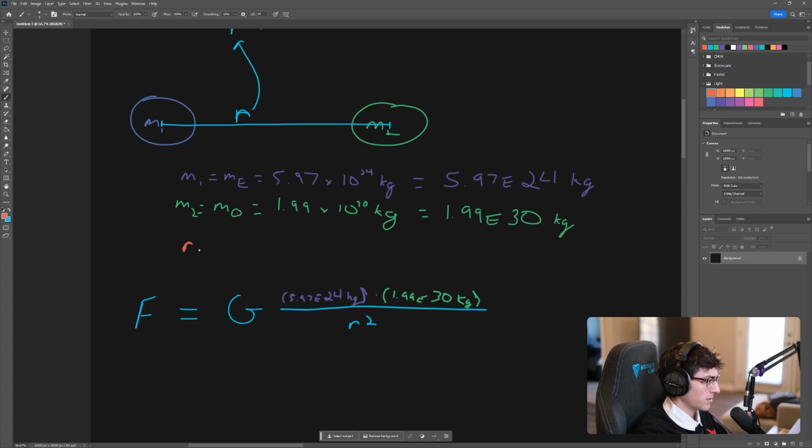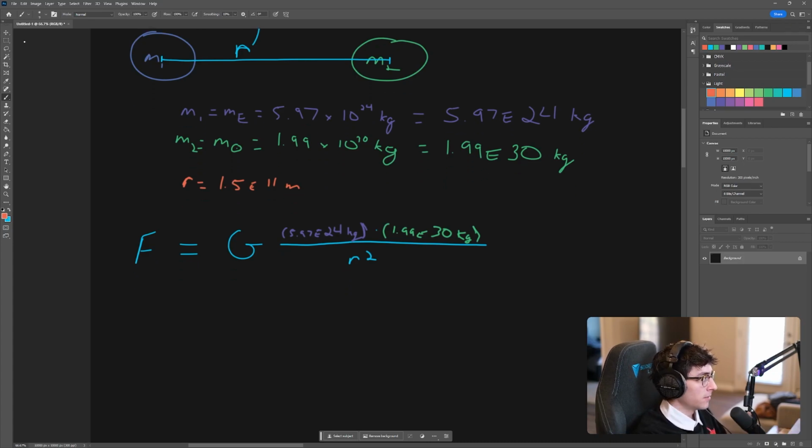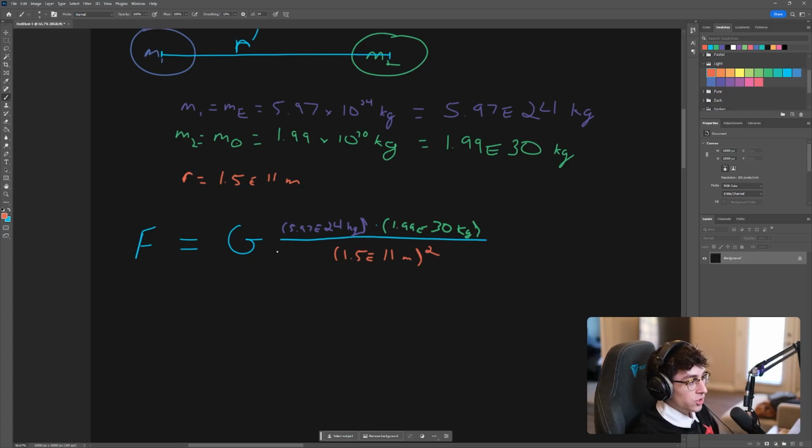Is that even red? Maybe that's more orange, where r is equal to 1.5 e to the 11th meters. Cool. So now let's plug in r. So then it's the mass 1 times mass 2 divided by r squared, and we know that r is 1.5 times 10 to the 11th meters, and we're going to square this. Okay, so now let's worry about this right here first.